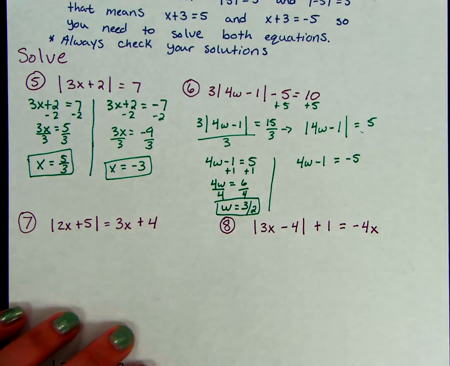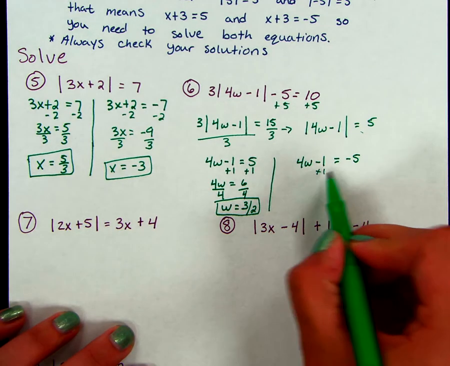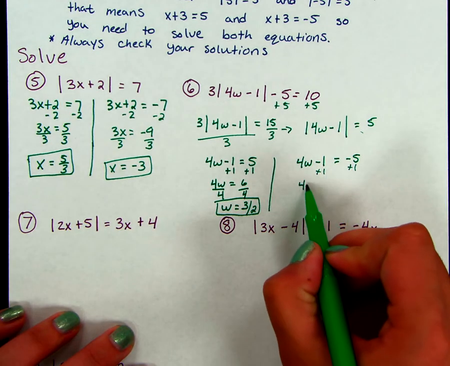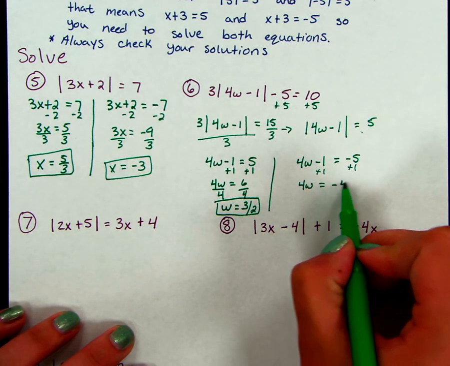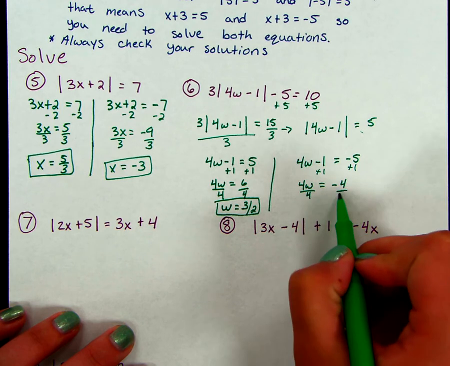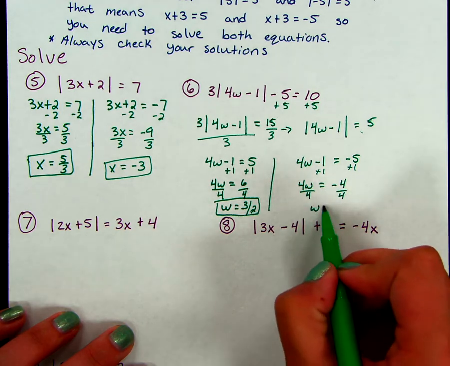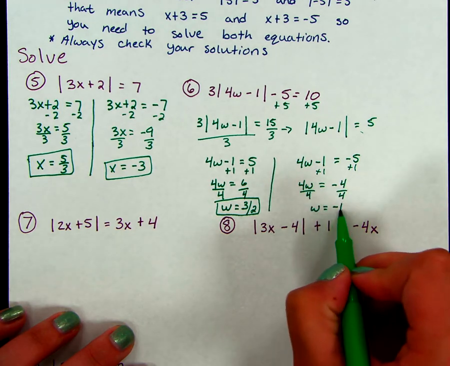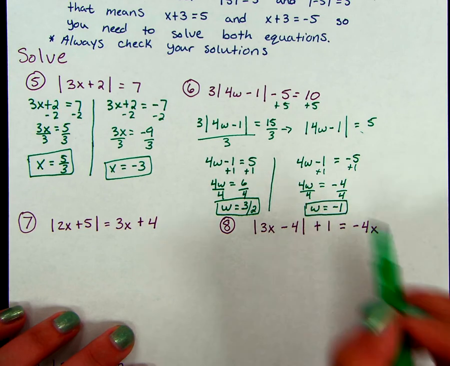And now we're solving our second equation. Again, we're going to start by adding. So 4w equals -4. Divide both sides by 4. So w is going to be equal to -1. So again, we have our two answers.